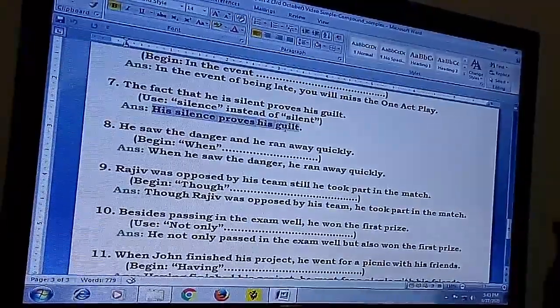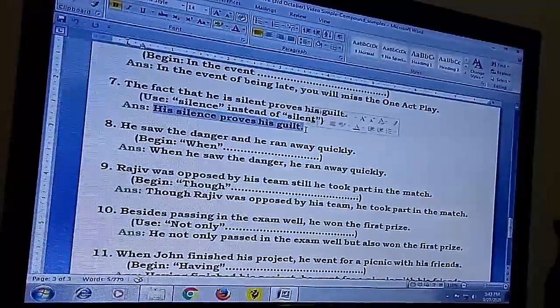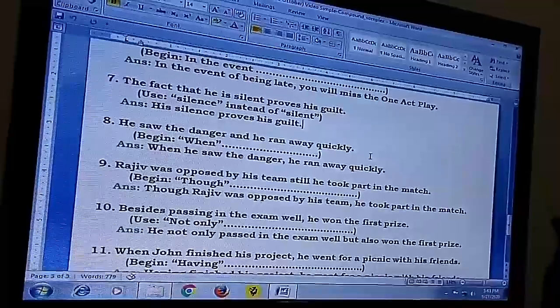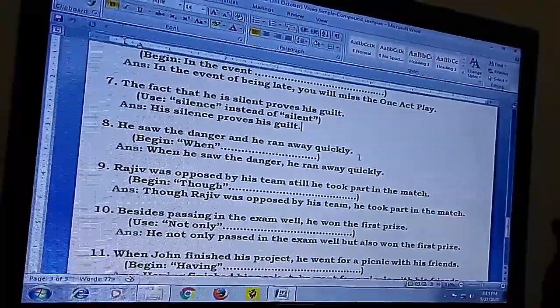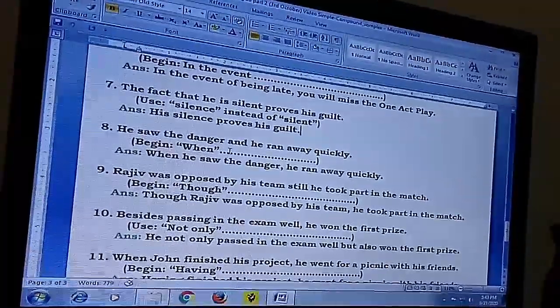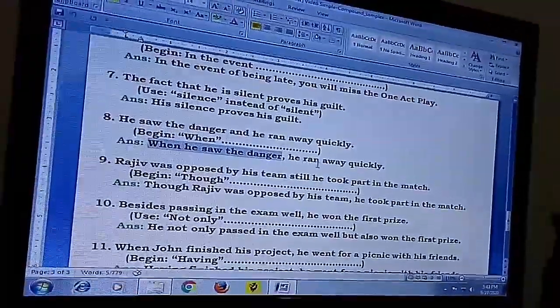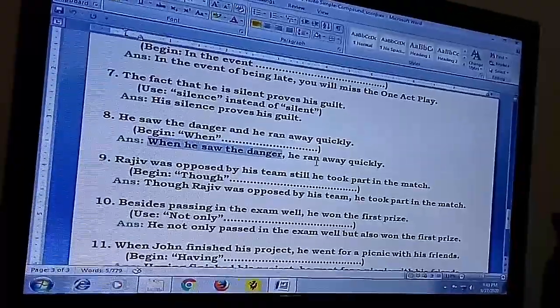His silence proves his guilt. So simple. He saw the danger and he ran away quickly. Begin with when. When he saw the danger, he ran away quickly.